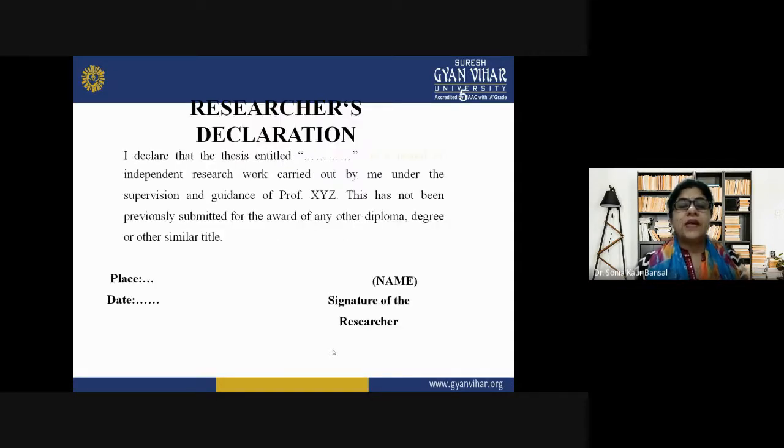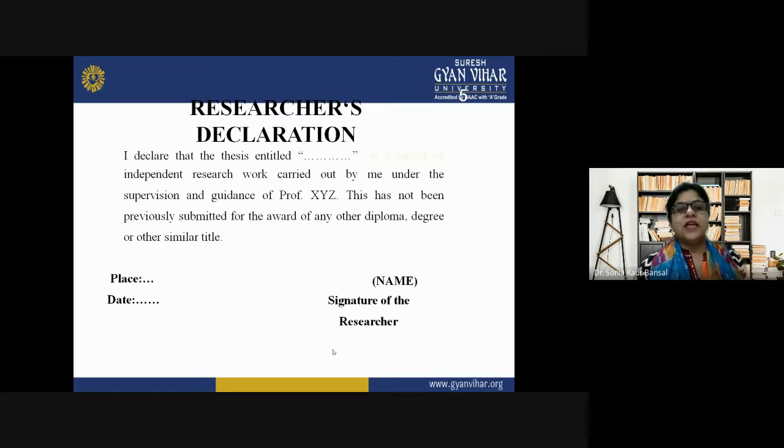Then there comes the researcher's declaration. This is something that the researcher is declaring that this presented work is done with honesty and sincerity. So the matter would be like that. I declare that the thesis entitled, you will be writing your own topic here in the dash area, is an independent research work carried out by me under the supervision and guidance of Professor XYZ, and this has not been previously submitted for the award of any other diploma, degree, or similar title.